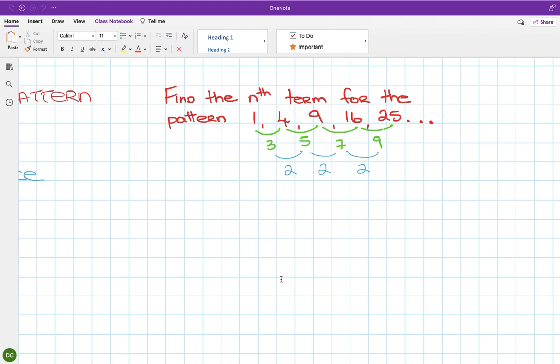Yeah, we halve that. So we say 2A equals 2, and then we halve that value.